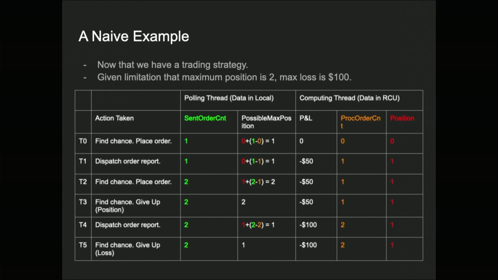Suppose we have a trading strategy that reads real-time market data and decides whether to trade or stay. Generally, every strategy has limitations. For instance, you could have a maximum position of 2 and a loss limit of $100. We move unnecessary computation tasks to another thread, such as calculating profit and loss or managing positions.